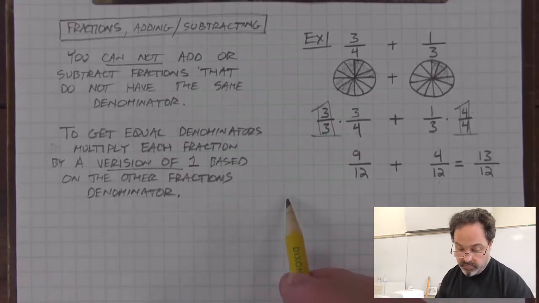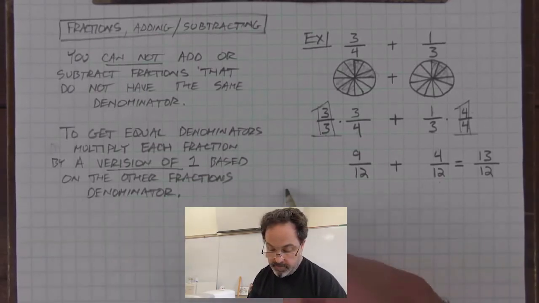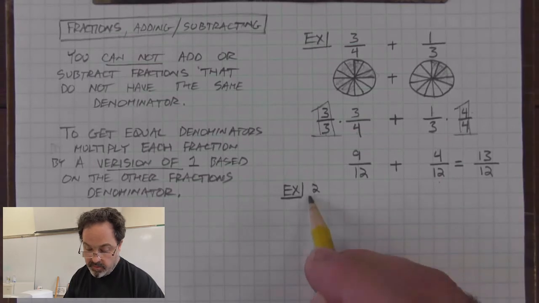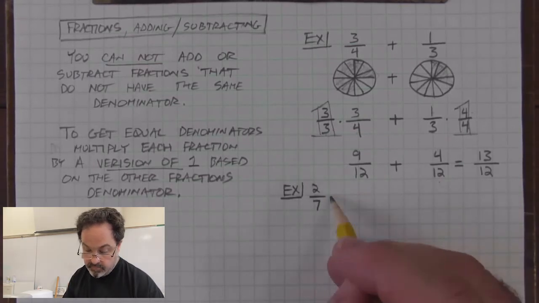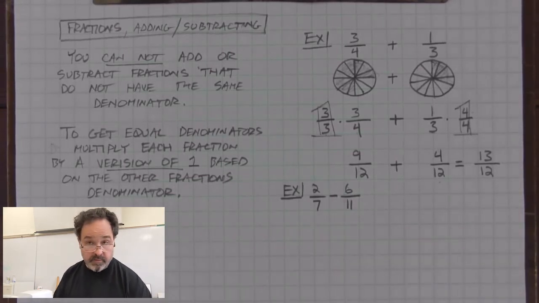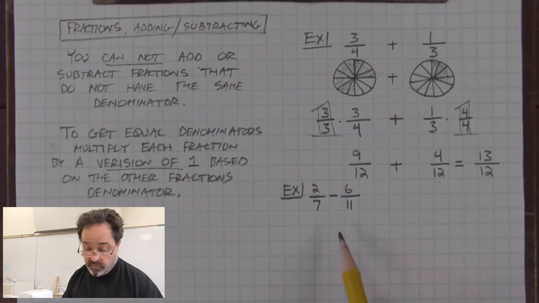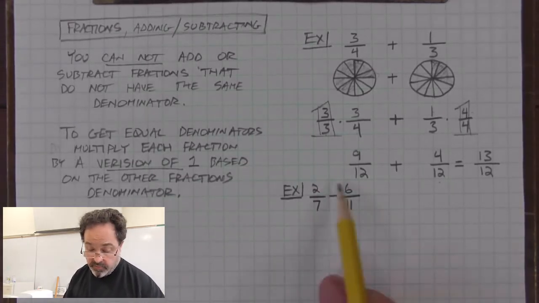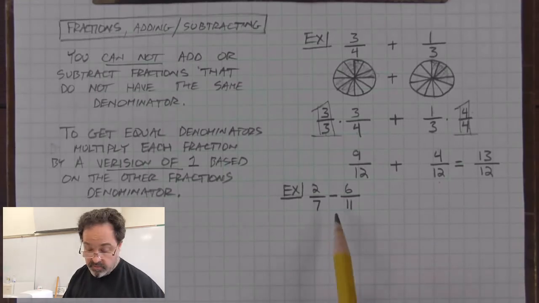Let's have one more example. This time we'll subtract. Addition and subtraction are the same in that we can't do it unless they have the same denominator. These fractions are not ready to subtract because the denominators are not equal.